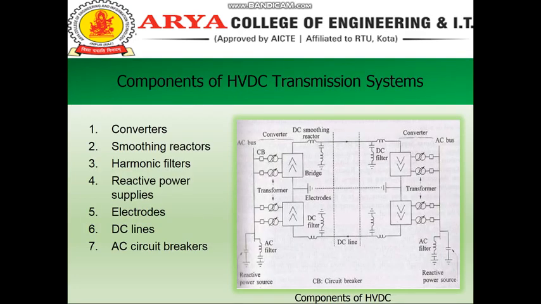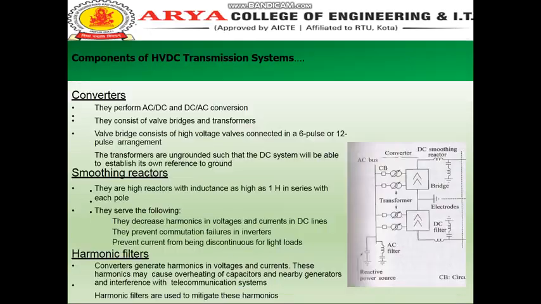This is the configuration of the HVDC transmission system. The components are the converter, smoothing reactor, harmonic filter, reactive power supply, electrode, DC line, and AC circuit breaker. This is a schematic diagram of the components of an HVDC system. Here we will briefly describe these points.